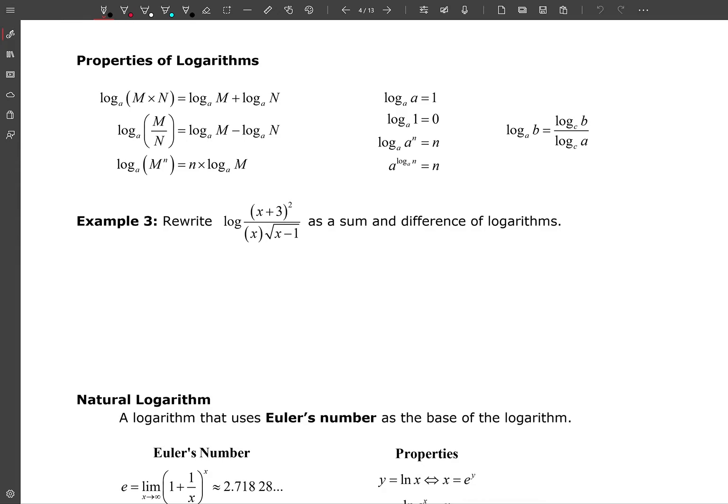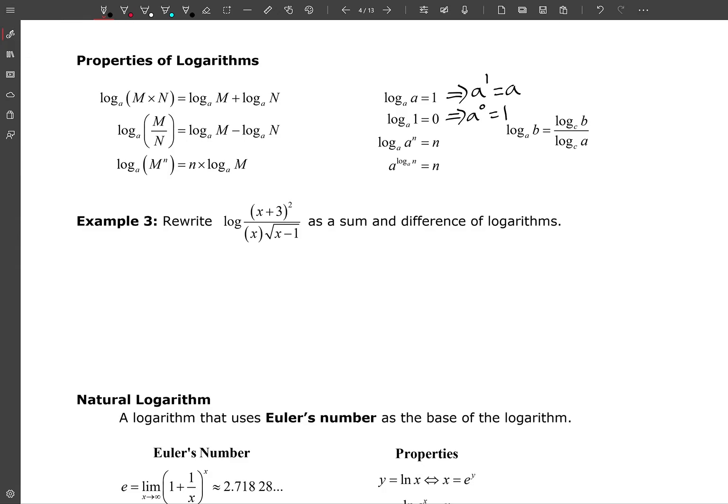The log base a of a is 1, which makes a lot of sense because that's coming from the idea that a to the power of 1 equals a. That checks out. The log base a of 1 is always 0, which again makes sense because that's the idea that a to the power of 0 is 1.